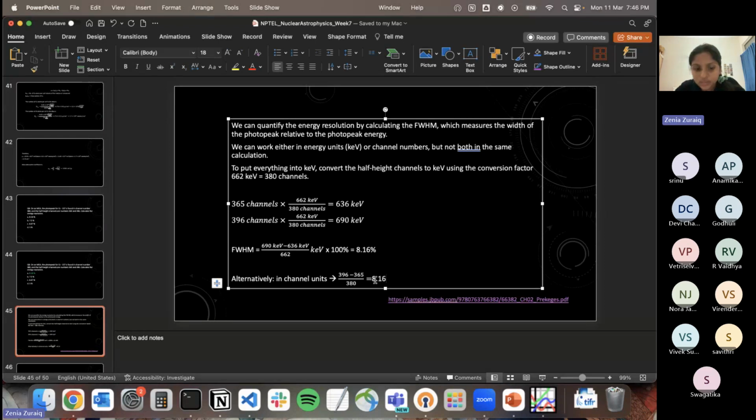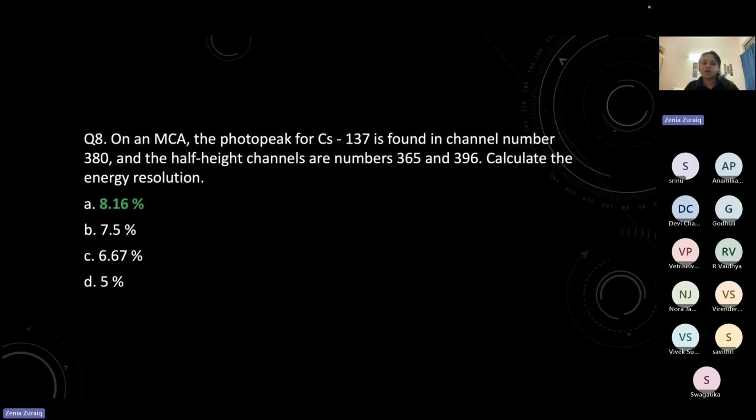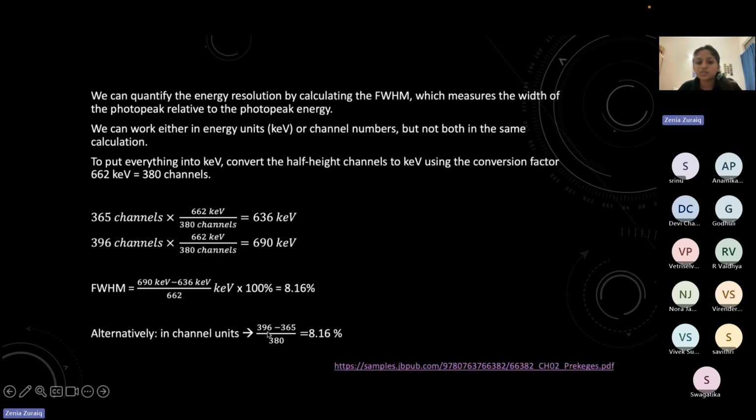So you can calculate this basically in two ways. One is by the channels. Channel is basically the instrument's unit, right? They have already told you that the peak is at 380 and the instrument's half height channels are 365 and 396. So it becomes simply a matter of 396 minus 365 by 380, because again, full width half maxima is basically the width of the photo peak relative to the energy. So basically the ratio of these two.